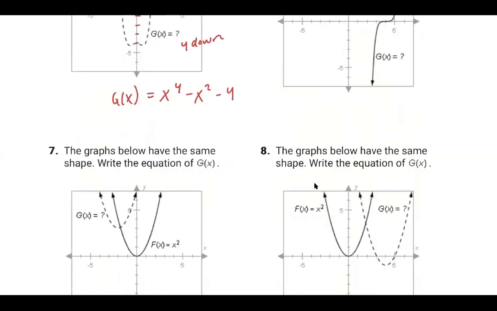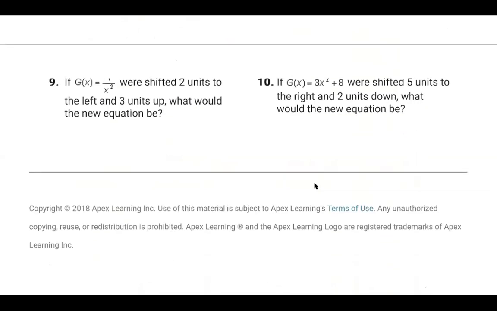And then going to 9 and 10, I'll do number 9 so you guys can still look at number 10. These are some of the ones I talked about where you might not have a graph, so you still have to know what you're looking at. It's saying if g of x is equal to 1 over x squared, shifted 2 units to the left and 3 units up, so I'm shifted to the left 2 units and up 3 units.